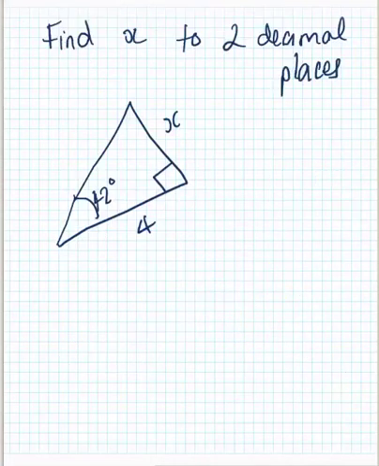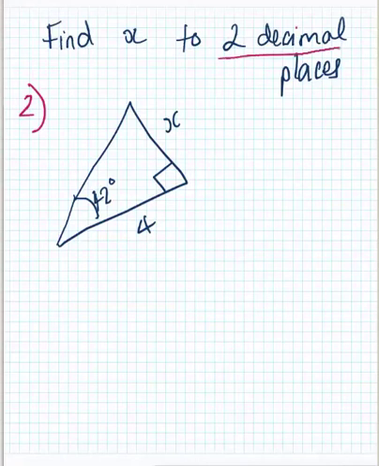Now for our second question, it tells us to find x to 2 decimal places. So it's really important that if it says 2 decimal places, your final answer is rounded off. Otherwise, you won't get full marks. All right, let's look at our triangle. So we've been given an angle and a side length. We haven't been given units. That's okay. We'll just write our value later on.